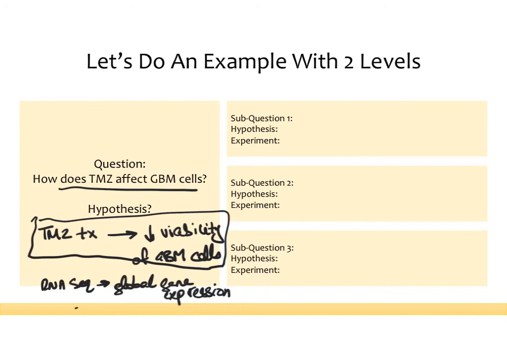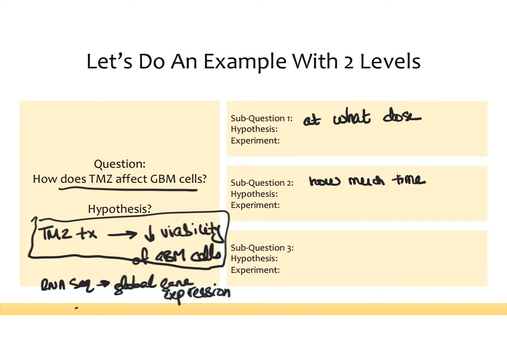So if we were breaking this down into sub-questions, some logical sub-questions you might ask if I told you TMZ treatment affects cell viability might be, well, at what dose? How much TMZ do I have to add before it's going to affect viability? Or you might ask, well, how much time will it take? Is it an immediate effect? Does it happen in like 10 minutes? Or does it take 3 or 4 days? Or does it take even longer?